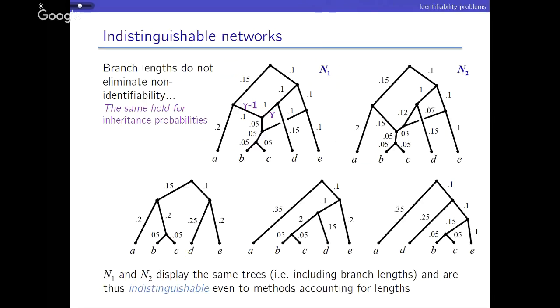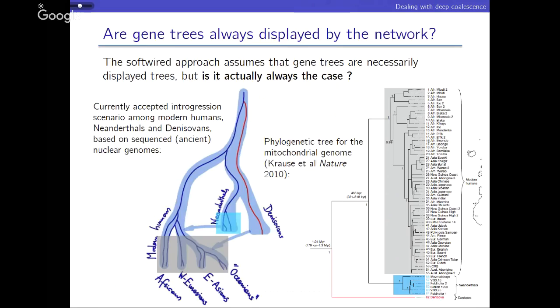So as soon as we score over displayed trees, then we will get this problem. It can be an ML or Bayesian approach, it will stay the same. So the question we can now ask ourselves is, are the gene trees actually always displayed by the network?